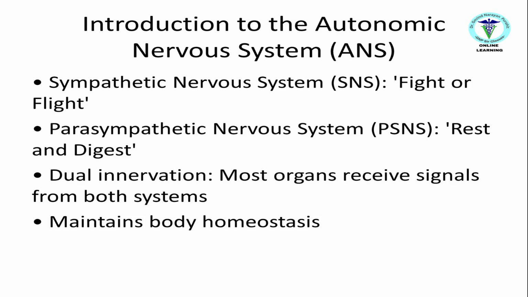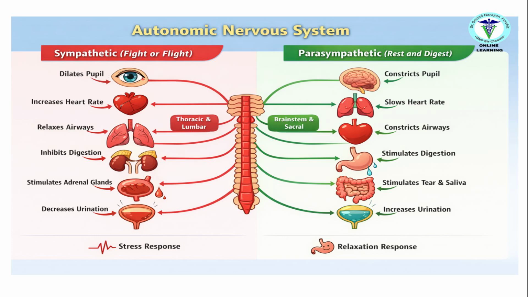Most organs receive input from both systems, a concept called dual innervation, allowing fine-tuned control. Together, these systems maintain body homeostasis, keeping internal conditions stable despite external changes. This picture explains the autonomic nervous system and its classification of the sympathetic and parasympathetic nervous system.